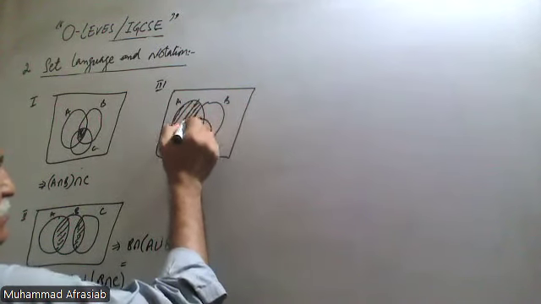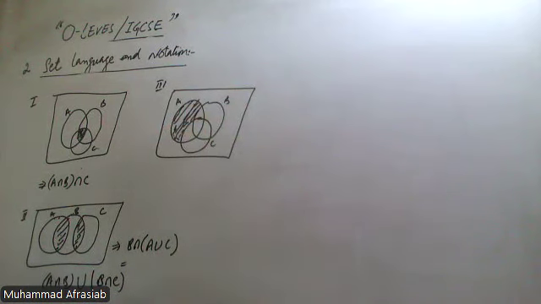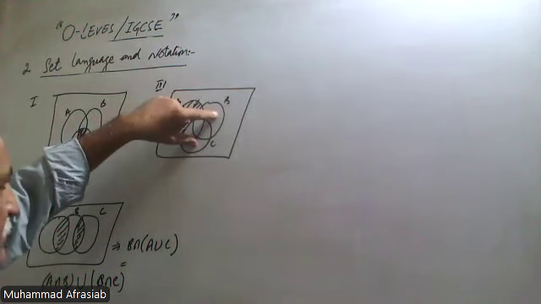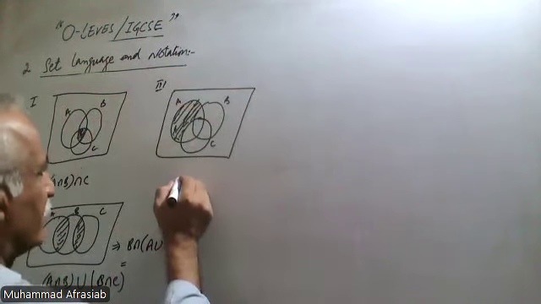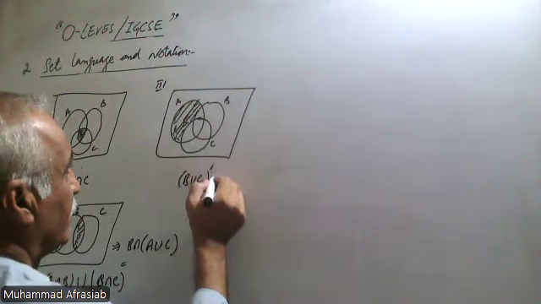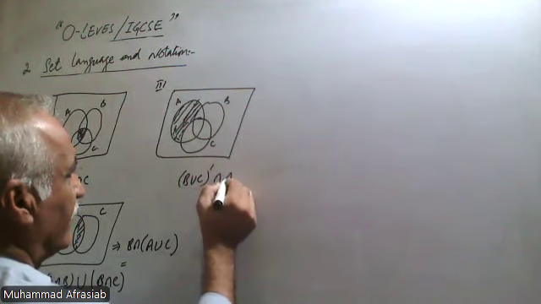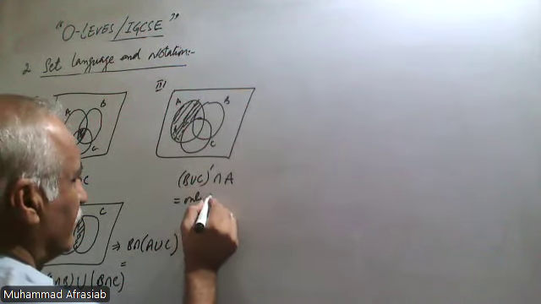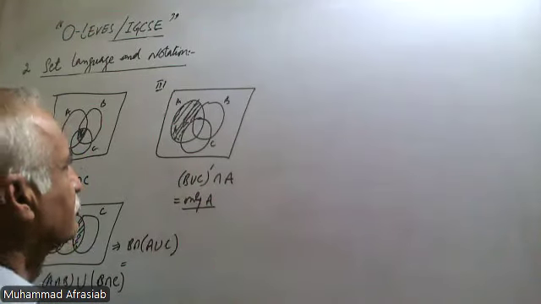If this figure is shown for that part there, we know that B intersection C is not shaded there. So you can write this thing as B union C whole complement with the intersection of A. So that means what? In other words, only A there.